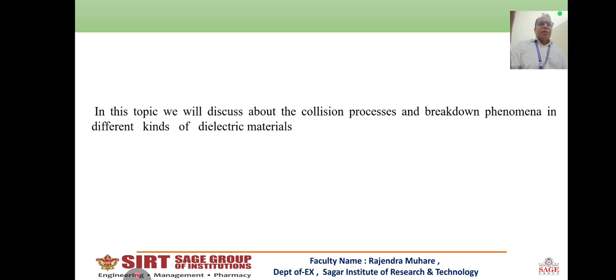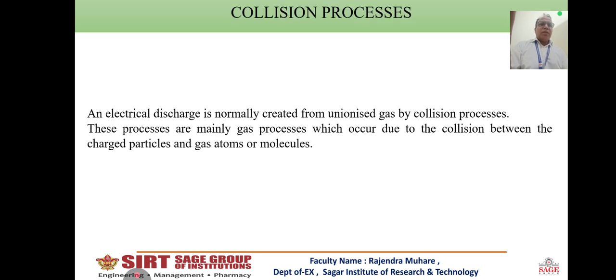Different types of materials may be solid, liquid or gases, but first we will discuss gas molecular processes and their collision process. An electrical discharge is normally created from unionized gas by collision process. These are mainly gas processes which occur due to the collision between the charged particles and a gas atom or molecule.